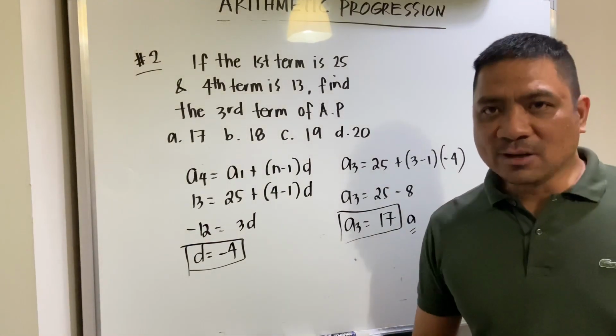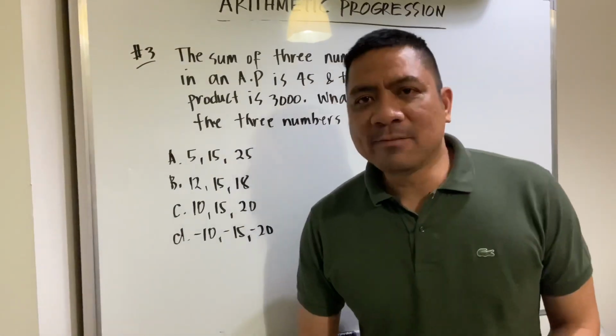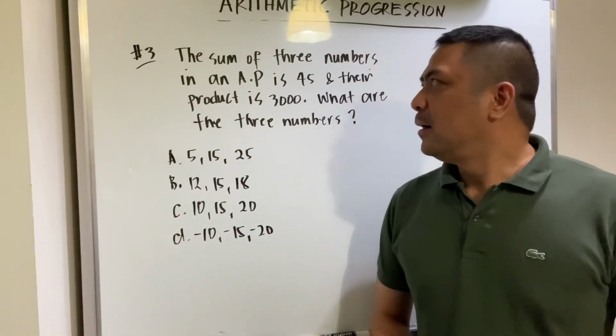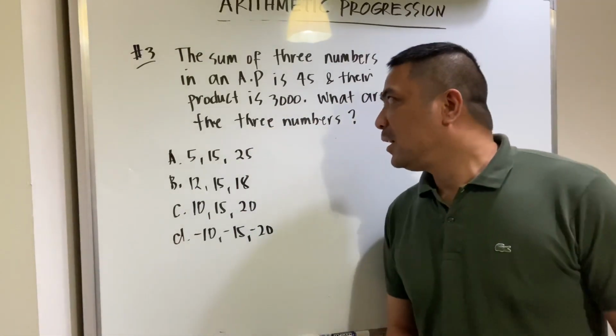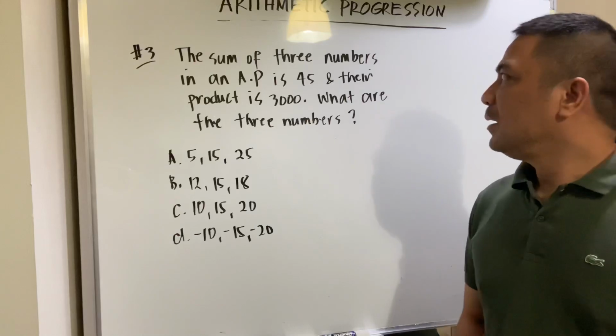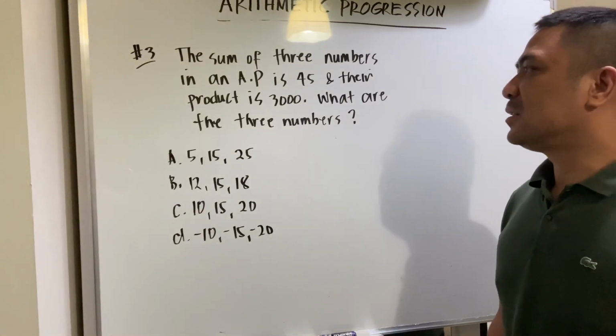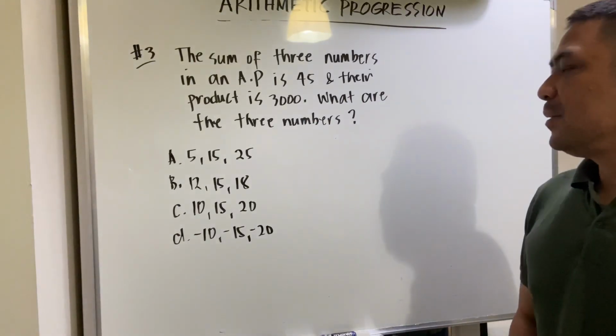So our answer for this problem is letter A. So let's go to our next problem. So let's have this third problem. The sum of the three numbers in an arithmetic progression is 45 and their product is 3,000. What are the three numbers?